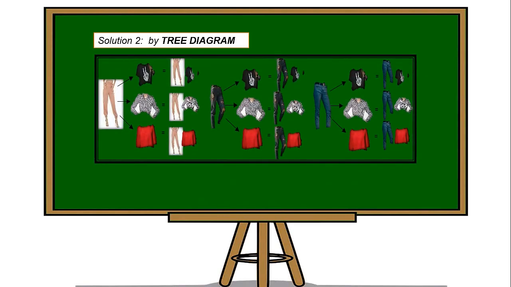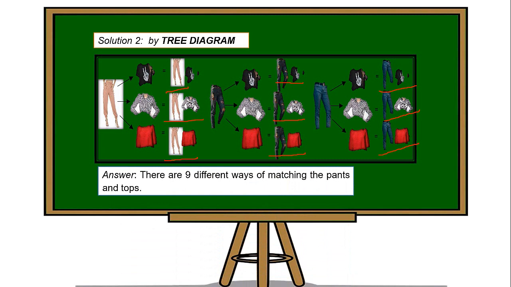Okay! Moving on to solution number 2, which is using tree diagram. Take a look at this diagram. And there are also 9 different ways. First, this one. First, second, third, fourth, fifth, sixth, seventh, eighth, and 9. So, there are 9 different ways of matching the pants and tops.